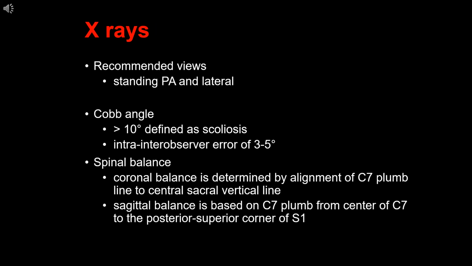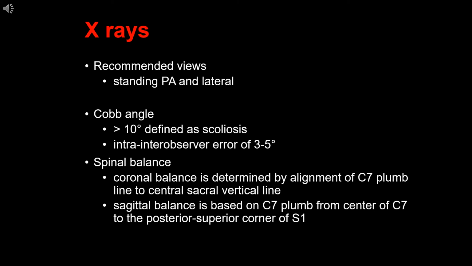After examination of the patient, the recommended investigation is an X-ray of the whole spine, standing AP and lateral. In that you have to measure a Cobb angle, which, if more than 10 degrees, is defined as a scoliosis, and commonly intraobserver variations of 3 to 5 degrees are seen. In this scoliosis, we have to understand certain terms.